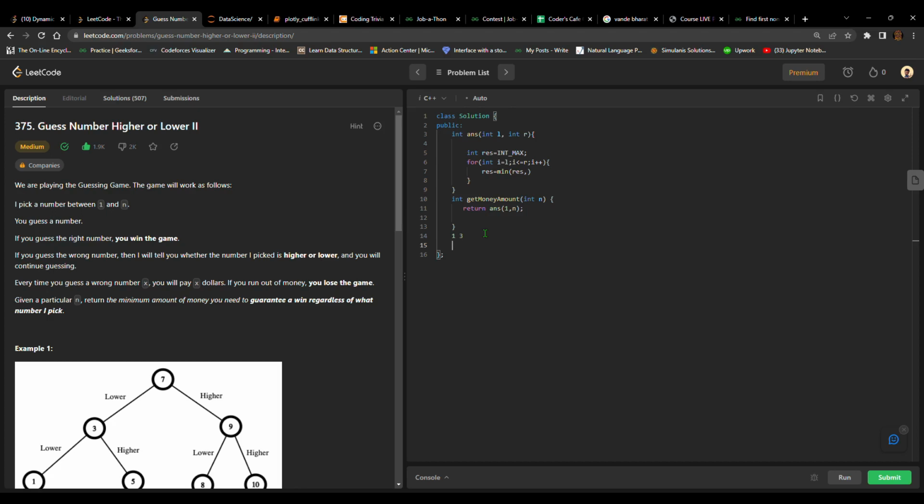So supposedly I guess 1. I guess 1, my function says go a bit higher. So now my range becomes 2 up till 3. Supposedly I guess 2.